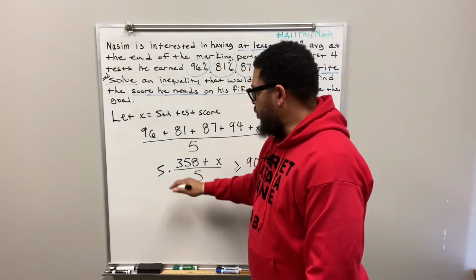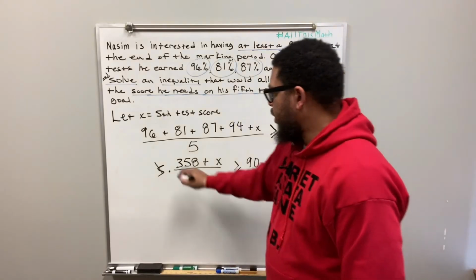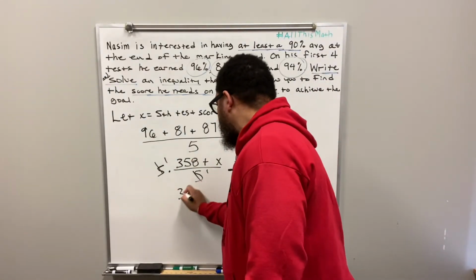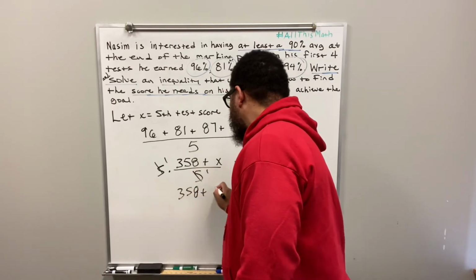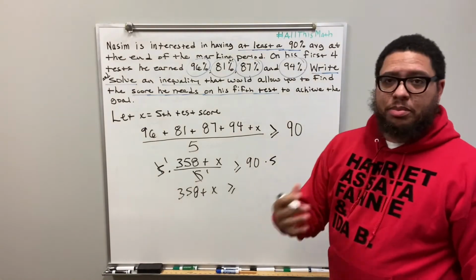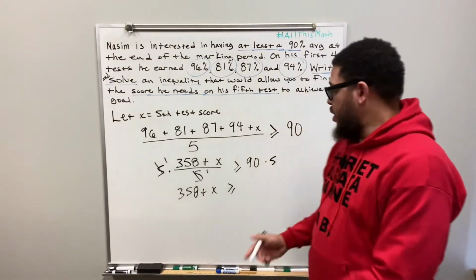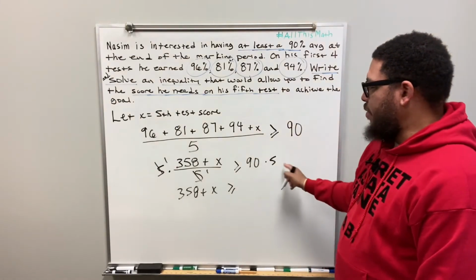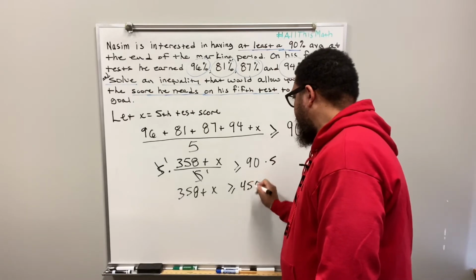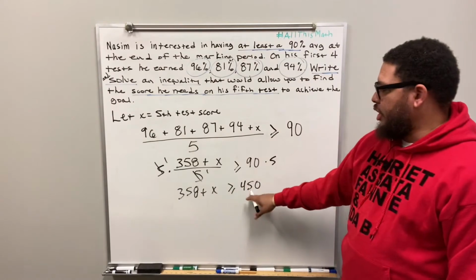Okay? Now, the purpose of multiplying by 5 is that I can cross cancel these 5s. They turn into 1s, leaving me with just 358 plus x. Now over here, I got 90 times 5. Multiplication facts say 9 times 5 is 45. I drop the 0 off, do 9 times 5, I get 45, then I reattach the 0. It gives me 450.